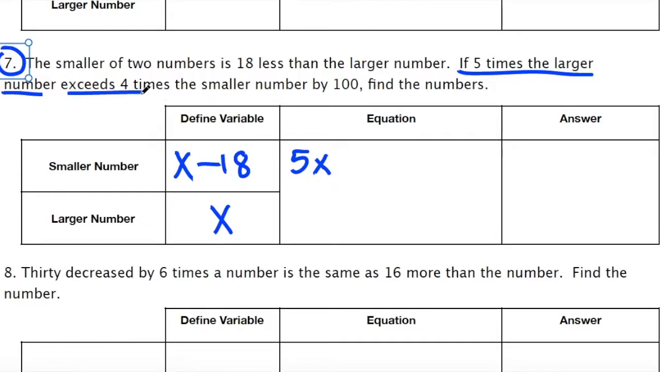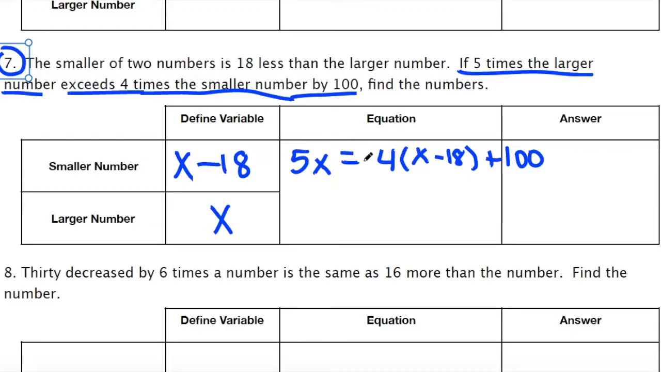Exceeds 4 times the smaller number. 4 times the smaller number would be 4 times x minus 18. And it exceeds that by 100. So if I add 100 to that, then I have my equation. It's a little bit trickier to translate this one compared to some of the other ones, but now you can just use the distributive property, get the variables on the same side, and then find the two numbers.